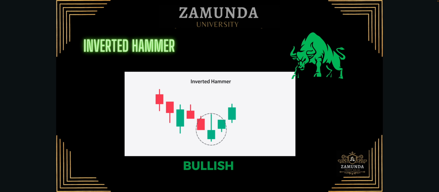A similarly bullish pattern is the inverted hammer. The only difference being that the upper wick is long while the lower wick is short. It's a hammer flipped upside down. It is also found at the bottom of a downtrend.